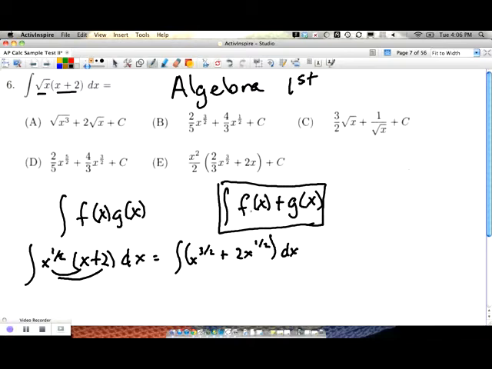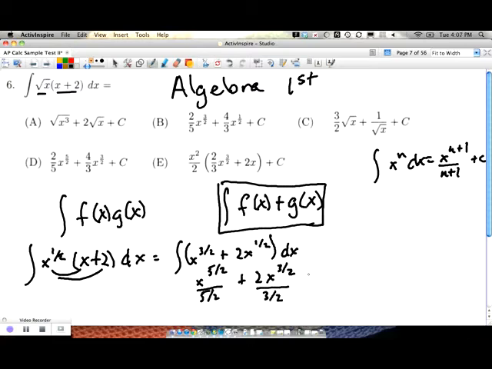Now that I have it in a situation where I have two functions added together, I can do each one separately. These each are power ruled. Yes, they're fractions, but they're still power ruled because it's x to some power. And the integral of x to some power dx is just x to the n plus 1 over n plus 1 plus c. So 3/2 plus 1 is 5/2. So that's x to the 5/2. I'm also going to divide by 5/2 as well. Plus 2x to the 3/2 over 3/2. And we have plus c.